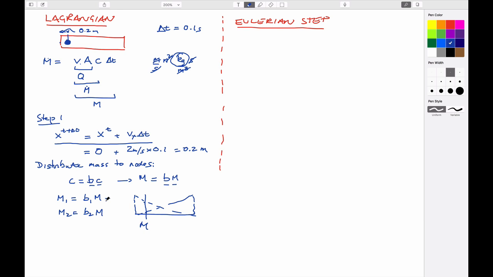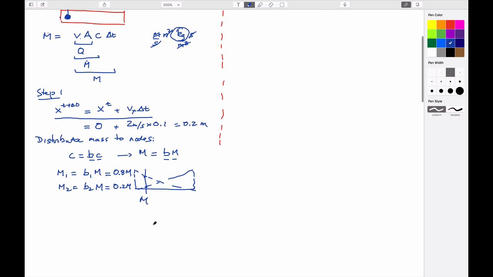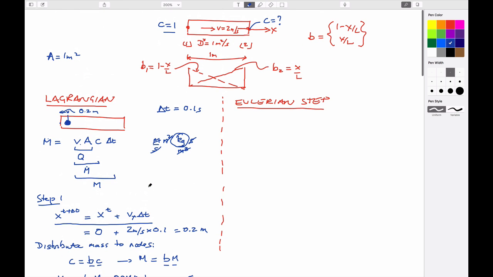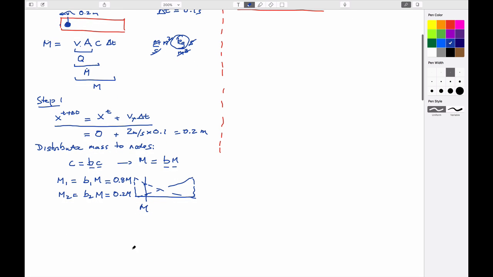And so, for our first step anyway, m1 is going to be 0.8 times m, and m2 is going to be 0.2 times m. It's just these heights at this point, and you can just scale it off as to what they would be. You can calculate it from the shape functions that we have here, which would give you that magnitude, but you can see it just by geometry. This has to equal 1, this is 0, and so they're similar triangles that allow you to scale between them.